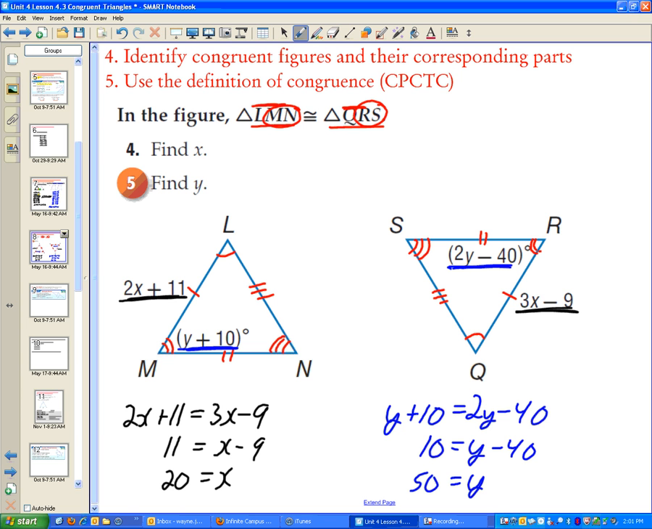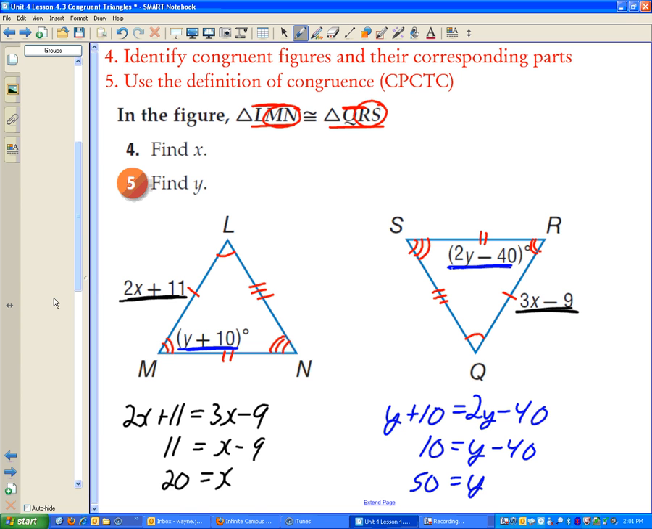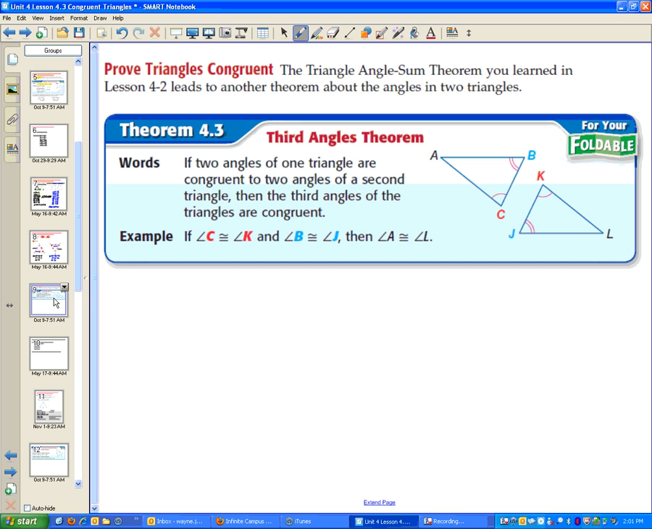All right. Let's turn back a page to 255 and look at the third angles theorem. This is really a corollary from the triangle angle sum theorem from yesterday. It's not a learning target, but it's something that can be really helpful. And it says if two angles of one triangle are congruent to two angles of a second triangle, then the third angles of the triangles are congruent. If two angles are congruent to two angles, then the third angles are congruent.